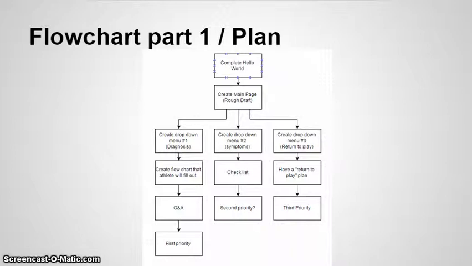Because I am on time restraints, I know I'm not going to be able to get to all of these. That's why I put the first priority, second priority, and third priority. It just gives me an idea of what I am and am not able to accomplish.